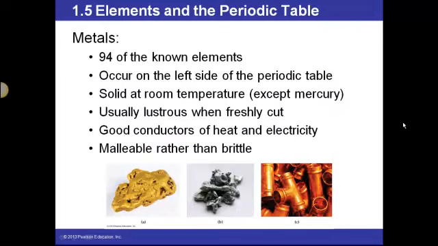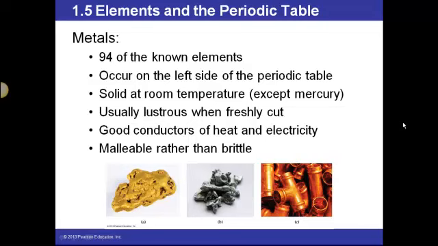So the metals then are our biggest class of elements. 94 of the known elements are metals, and they always are going to be placed on the left side of the periodic table. Typically, they're going to be solids at room temperature. There's only one exception. Mercury is a liquid at room temperature. It's the only metal that is liquid at room temperature. Usually, they are lustrous when they are freshly cut. So if you cut them, they have a nice lustrous surface.